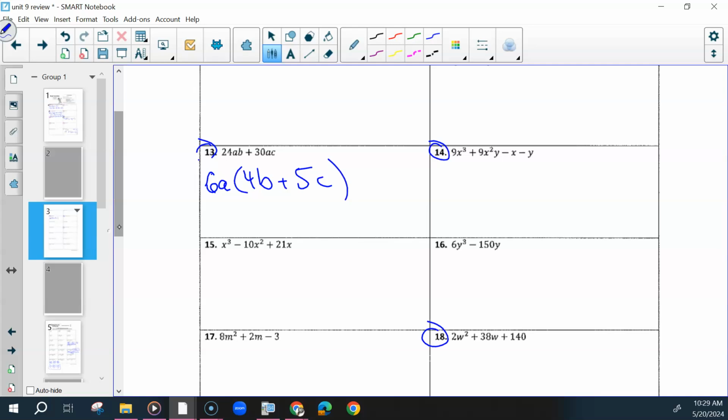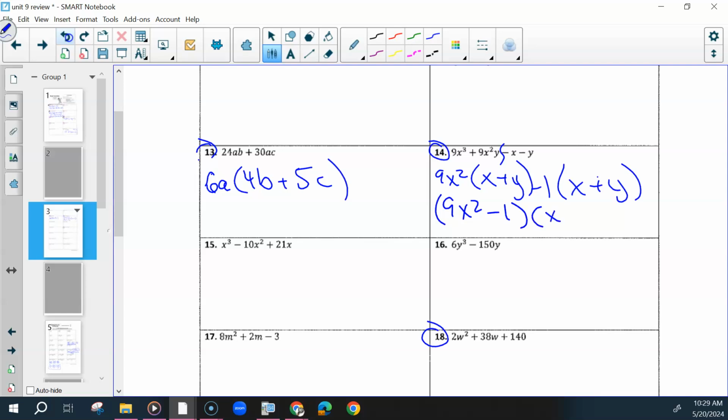14 is 4 terms. So factor that by grouping. It doesn't have a GCF for everything, so we don't have to worry about that. What would the GCF for the first two be? 3. Something higher. 9x squared. Leaving x plus y. What could we factor out of the last two? -1. Leaving x plus y. And then we have 9x squared minus 1 and x plus y.